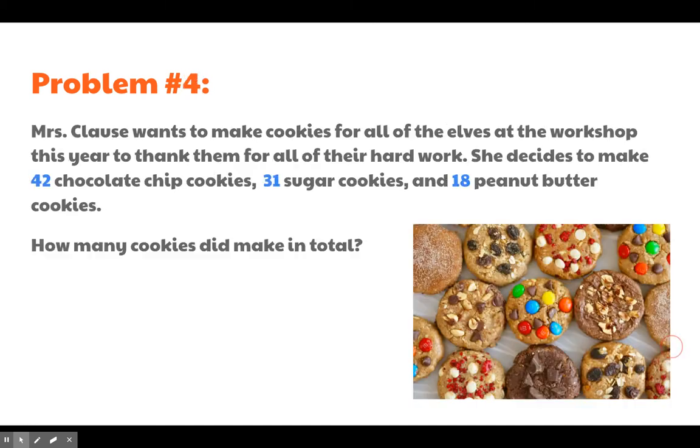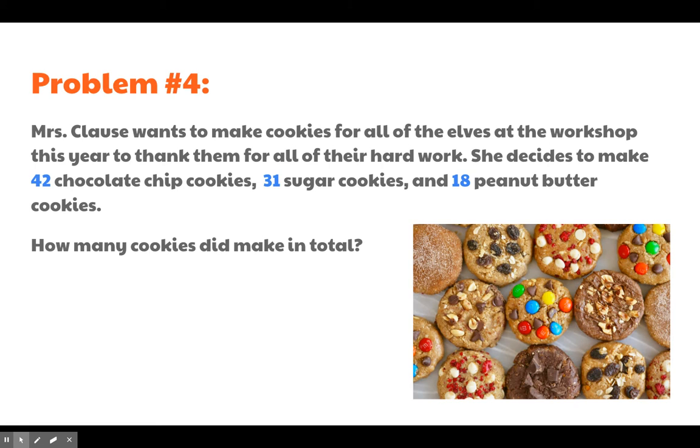All right, next, problem number 4. Mrs. Claus wants to make cookies for all of the elves at the workshop this year to thank them for all of their hard work. She decides to make 42 chocolate chip cookies, 31 sugar cookies, and 18 peanut butter cookies. How many cookies did she make in total? So you're going to have to add those 3 numbers up, put them all together, and then you will get your answer.